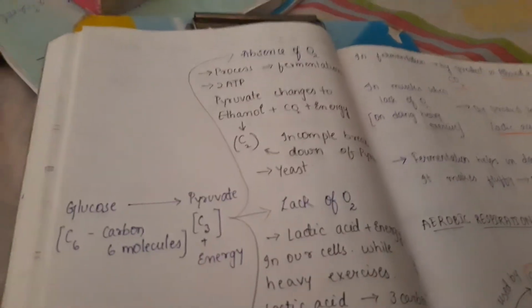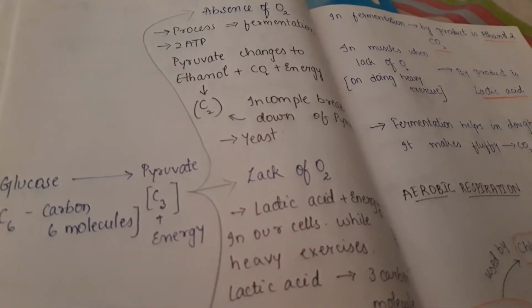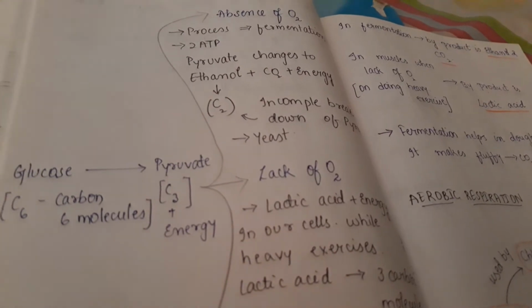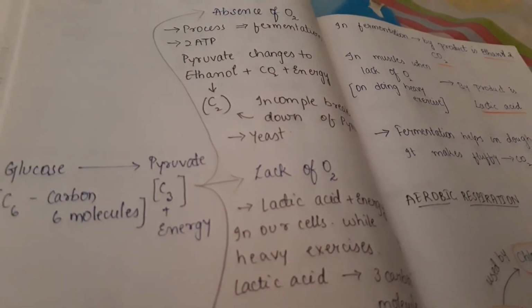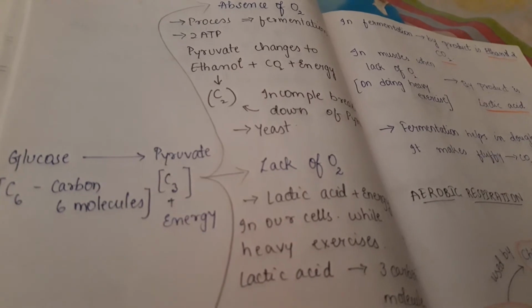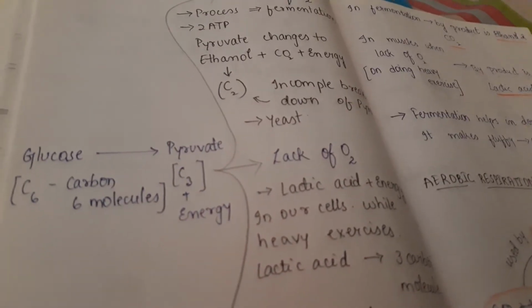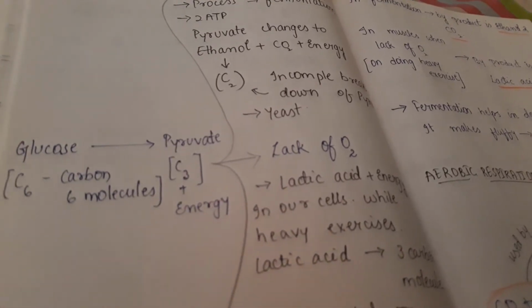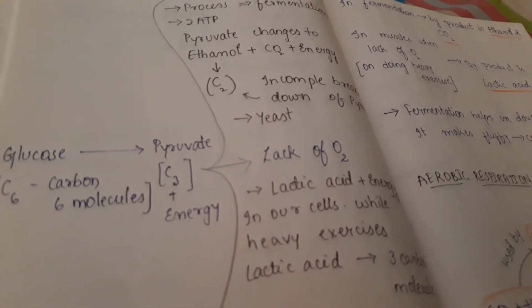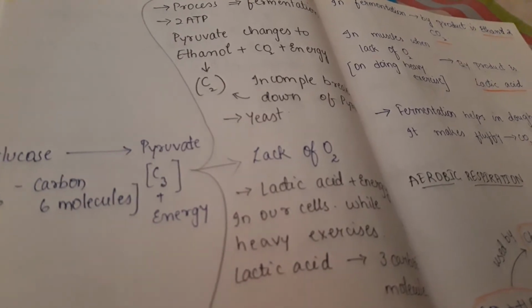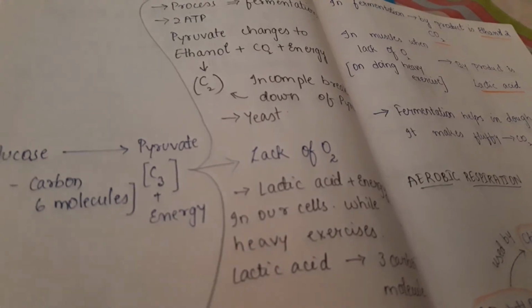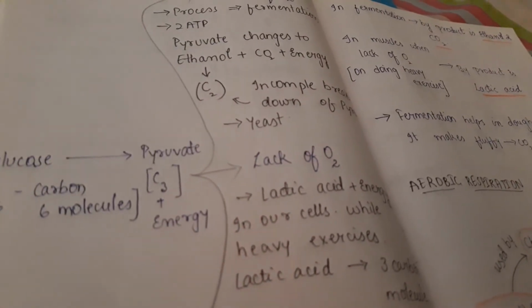Now I have a huge but simple flow chart. I've already said that glycolysis will take place, wherein glucose is changed to pyruvate. When you see the formula of glucose, it is C6H12O6, right? So C is how much? 6. So carbon has 6 molecules. Whereas when it changes to pyruvate, this carbon changes to 3 molecules. From 6 it changes to 3, that is C3, and energy is released.